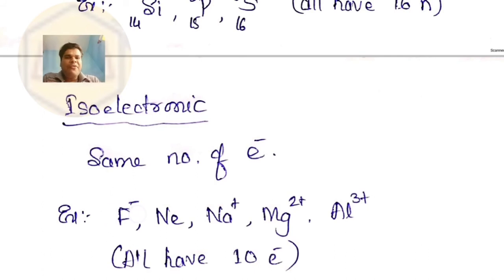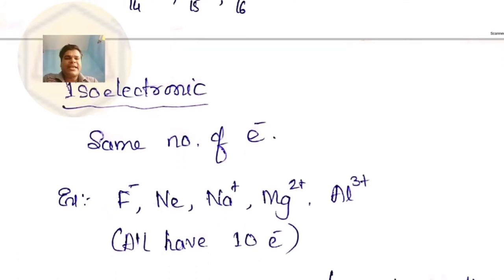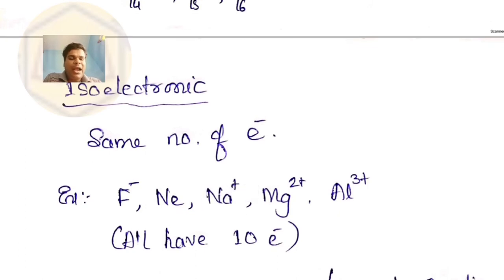F minus: F atomic number is 9, which means in a neutral state it has 9 electrons and 9 protons. But here F minus has one extra electron, which means it has 10 electrons. Neon, neutral atom, has 10 electrons. Sodium, neutral atom, has 11 electrons. But Na plus has lost 1 electron, so it has 10 electrons.